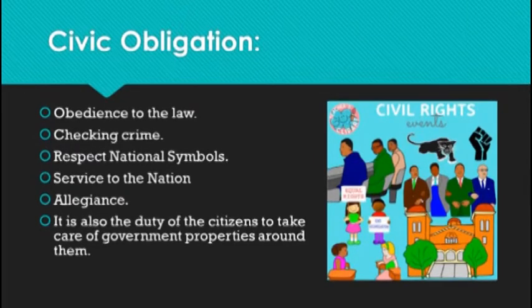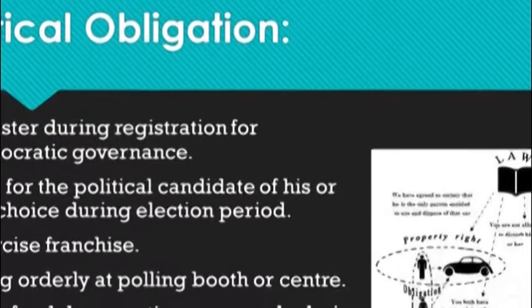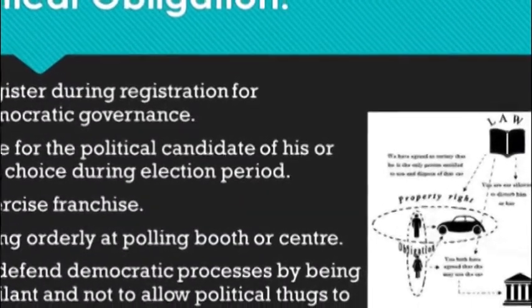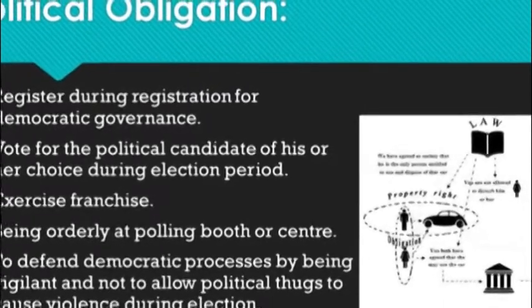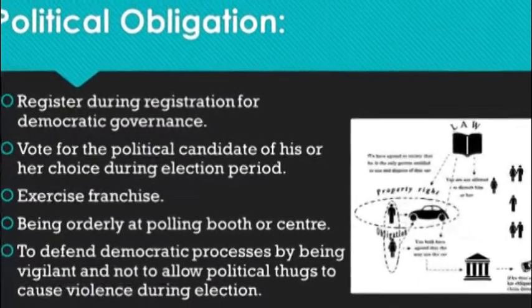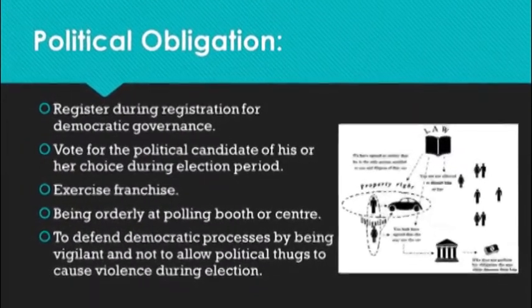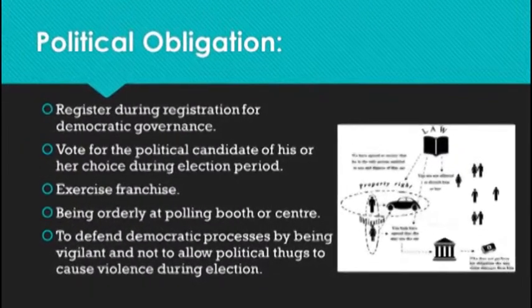They will now have political obligation. Register during registration for democratic governance. So whenever they are registering, as long as you have that age, ensure you register. They vote for political candidate of his or her choice, during election period. Exercise your franchise. Franchise is an opportunity to vote, or during election. Ensure you cast your vote.